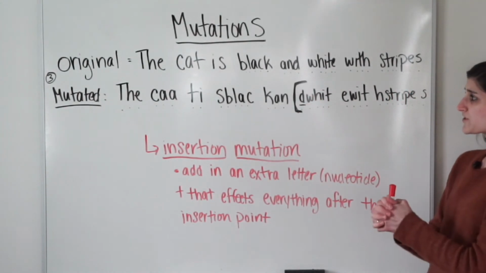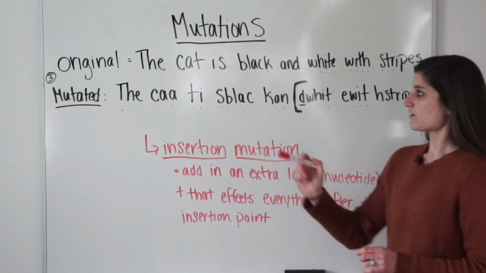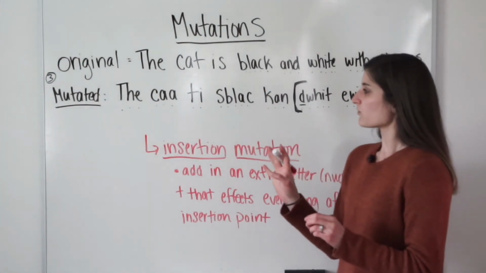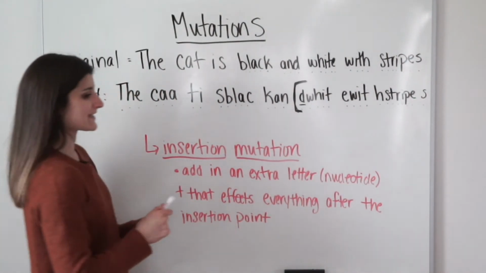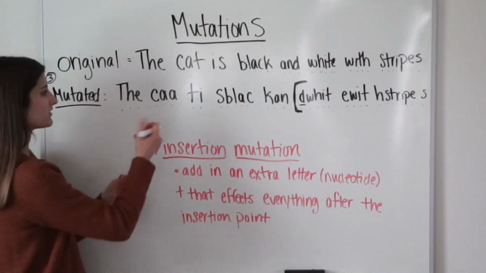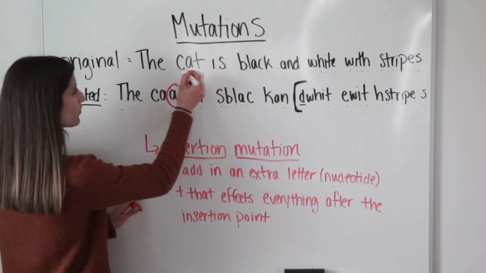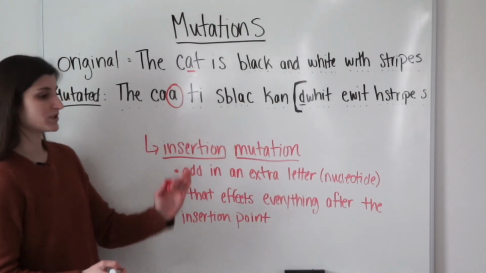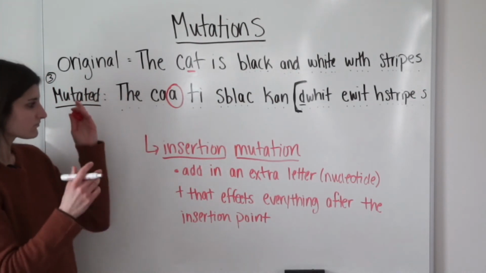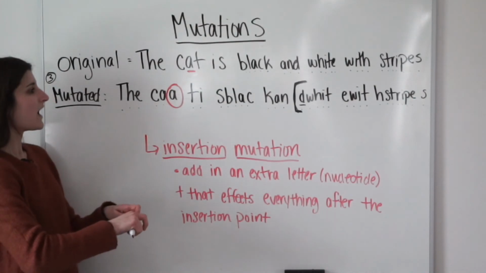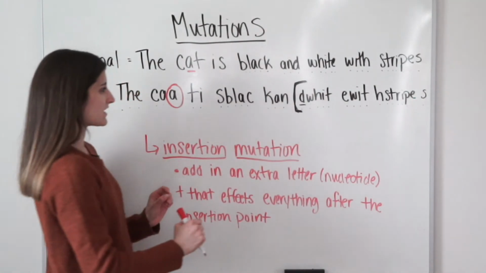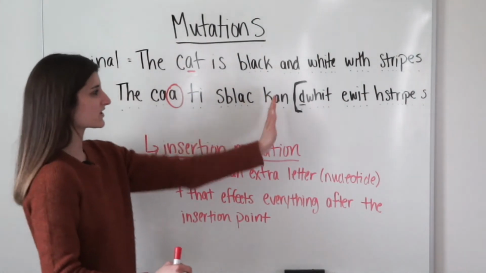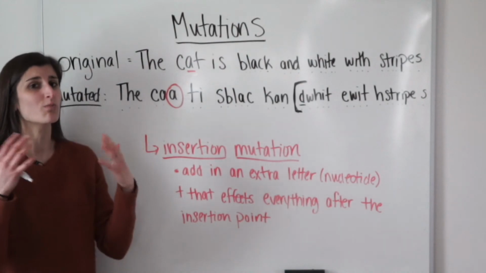But what this is showing now is our sentence now looks completely different and it looks a bit crazy. What has happened is now we've inserted this A, right? There was only one A before and now there's two A's there. So this is showing an insertion mutation. We're inserting a letter which would represent a nucleotide, and that affects the rest of the sentence. Now everything had to be shifted this way, and now the words don't make sense.